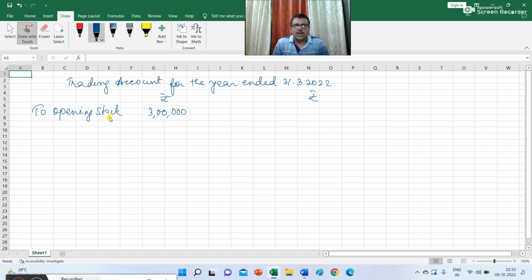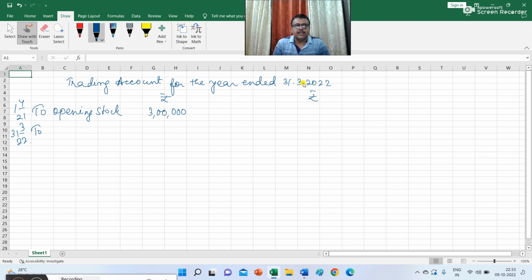So this is the stock on 1st April 2021. It is given in the question that the stock on 31st March 2021 is 3 lakh. So the value of the stock on 1st April 2021 will be taken as rupees 3 lakh. Then purchases for the year ended 31st March 2022 is given as 7 lakh.